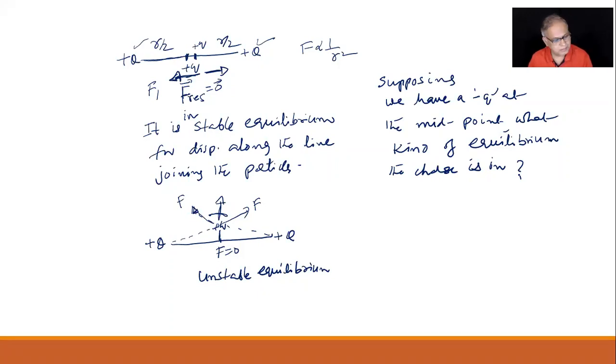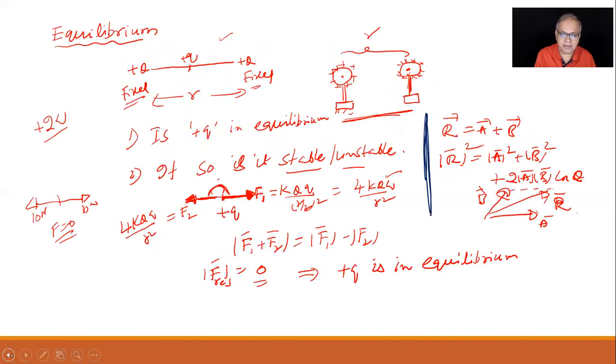You follow the question? Ramya, did you follow the previous thing, the whole thing? I don't know whether you joined on time. Plus Q, if it is in the middle, the net force is 0. That I showed in details. I said, whenever the net force is 0, it is said to be in equilibrium. But now the question is, is that equilibrium stable or unstable?